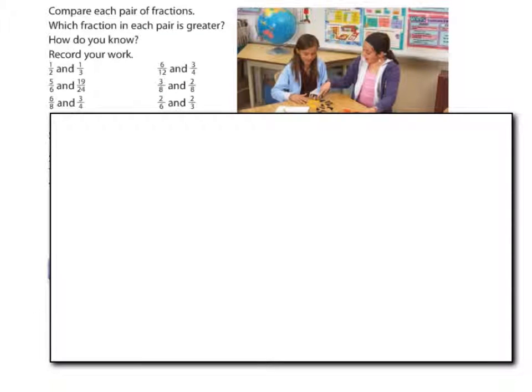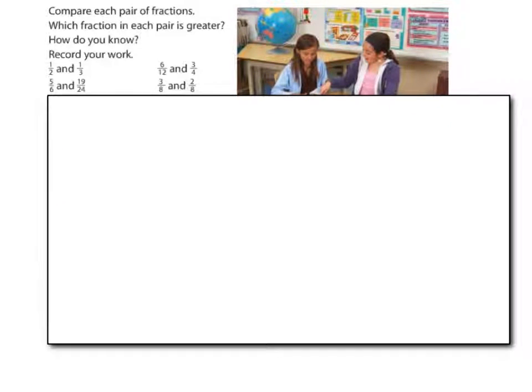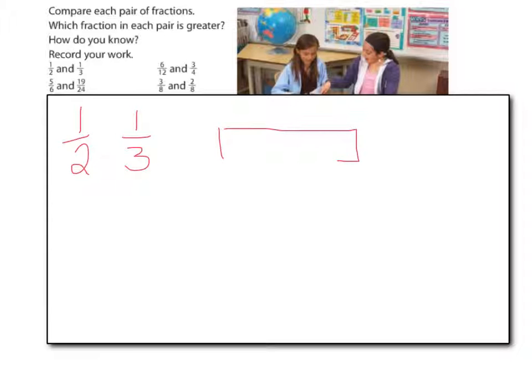We're going to go back to our Explore section and try some comparing of two fractions using a number of strategies. So let's start with 1/2 and 1/3. And let's use our number strips strategy. So we need to create two number strips that are the same length. And now we're going to have to try to divide them as equally as possible.